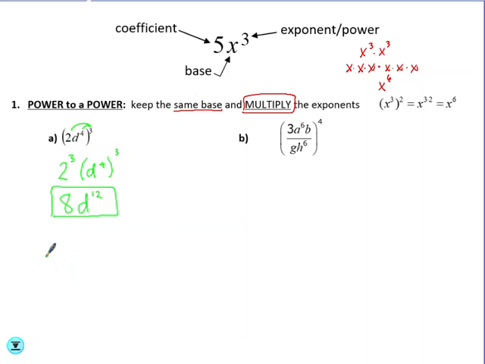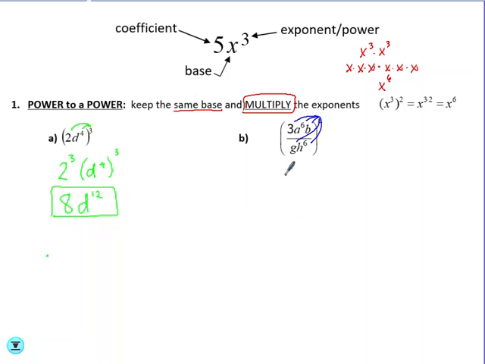Let's take a look at another example. I have 3a to the 6th times b over g times h to the 6th, and all of that is to the 4th power. So again, I need to make sure that I apply my 4th power to everything in the parentheses. So I need to make sure it goes to the 3, the a to the 6th, the b, the h to the 6th, and the g.